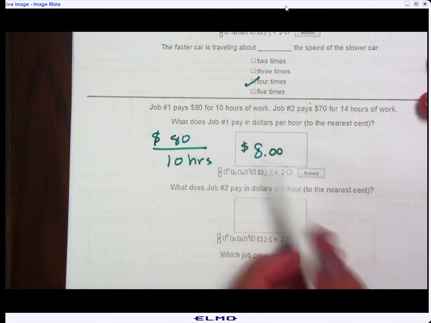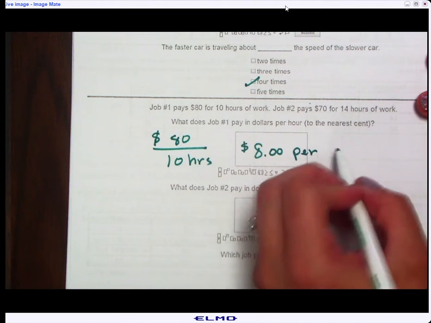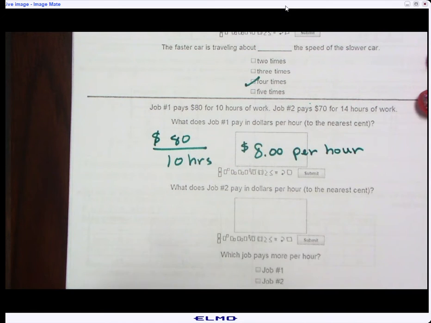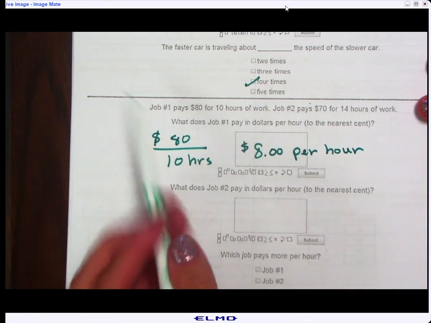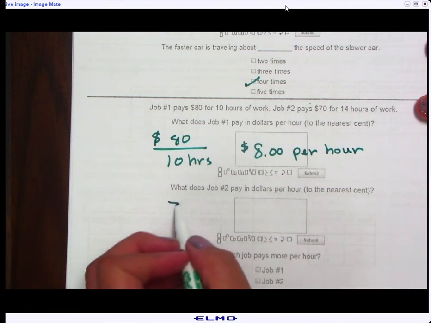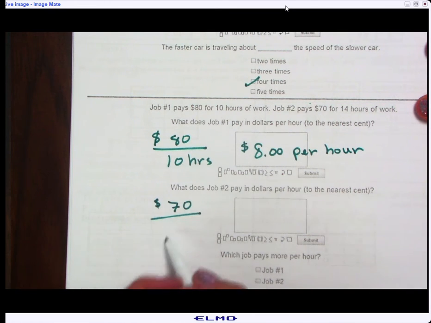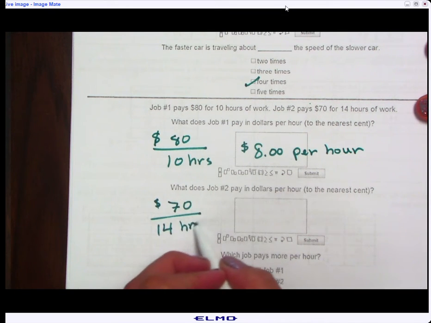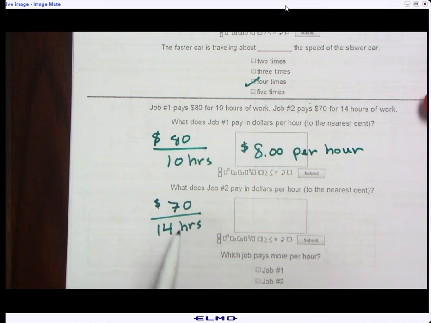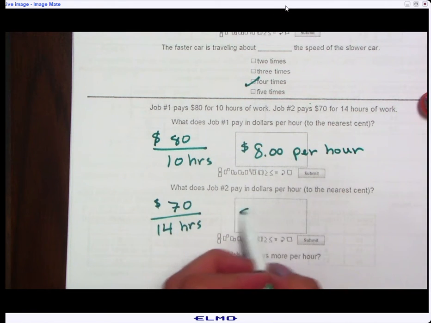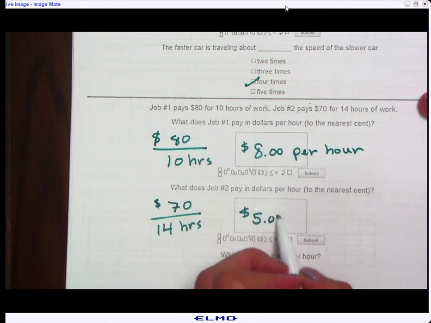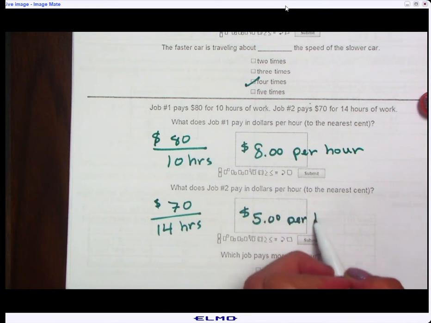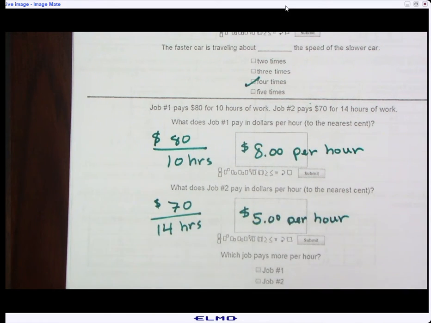So dollars per hour. And then the next one, job 2, that's $70 for 14 hours. So I divide 70 divided by 14, which is $5 per hour. And now I'm going to make that comparison. Which job pays more per hour? Well, this is 8 per hour. This is 5 per hour. I don't know about you, but I'm taking job number 1.